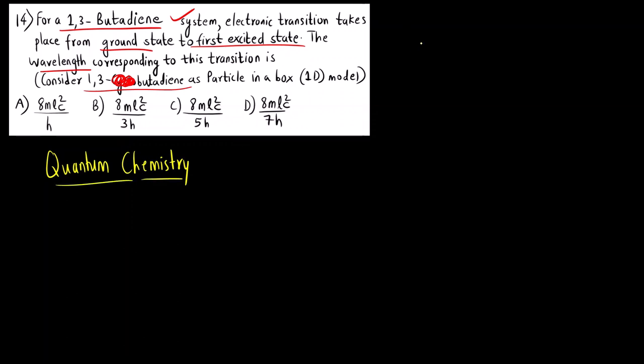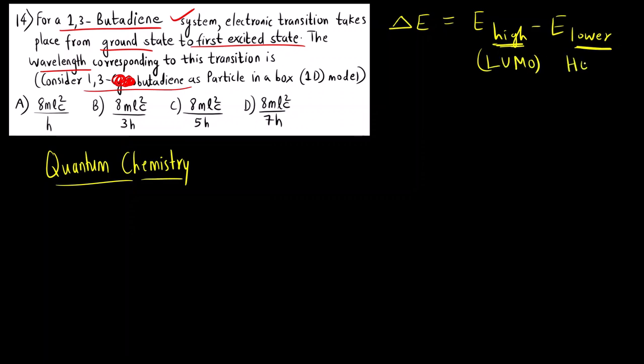So how do we move forward? First step is we have to find out what? We have to find out the wavelength. For wavelength, we have to find out the energy difference. E of higher energy minus energy of lower level. Now we have to find out which is going to be the higher energy level, or in other words, which is going to be the LUMO and which is going to be the HOMO.